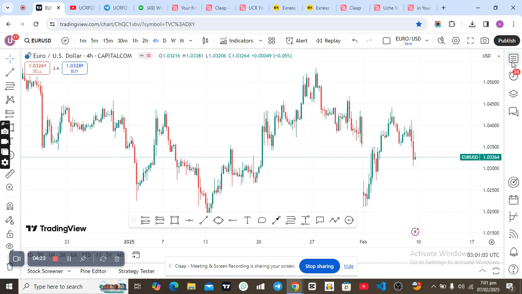Do you understand that? So the first thing we do now is that we're going to go to daily time frame. After clearing our chart, we'll go to daily time frame. There's a reason why we are going to daily time frame.